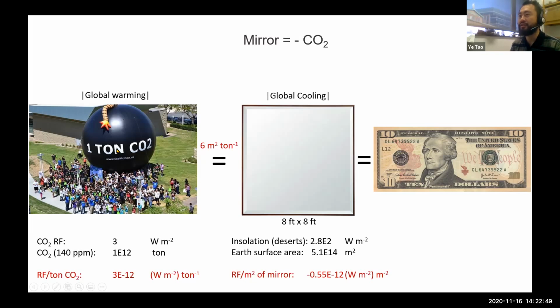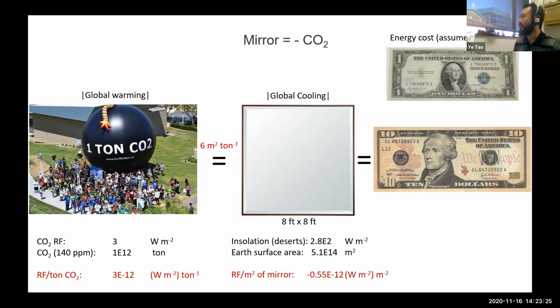What's the heating potential of 1 ton of CO2 when it's properly mixed in the atmosphere? It's 3 times 10 to the minus 12 watt per meter squared. It's also very easy to calculate what the cooling power of each mirror is per meter squared. It's 0.6 times 10 to the minus 12 watt per meter squared per meter of mirror. So to cancel the heating of 1 ton, we need roughly 6 meters squared of mirror, which can be sourced commercially at the price of about $10 US.